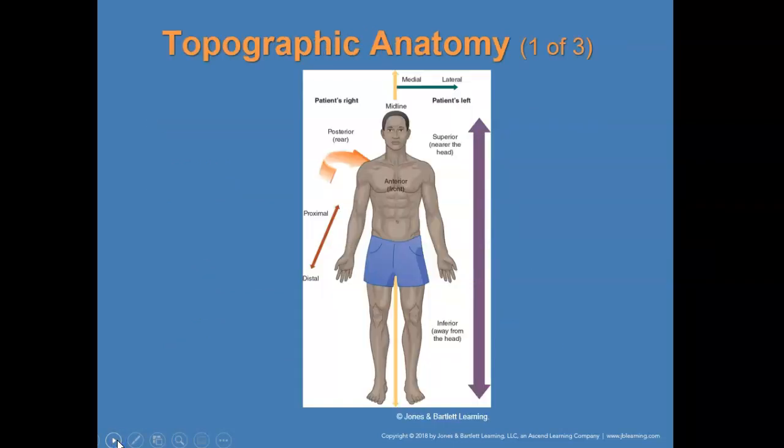Topographic anatomy. These are just the descriptions. If you look on the top, it says medial and lateral. Medial is anything towards the midline, the yellow line going up and down, and anything to the left or right of that yellow arrow is considered lateral. We have superior, which is the top of the body, and inferior, which is the bottom of the body. And we have anterior, which is the whole front side of the body, and posterior, which is the whole back side of the body. And then one last thing we have is proximal and distal.